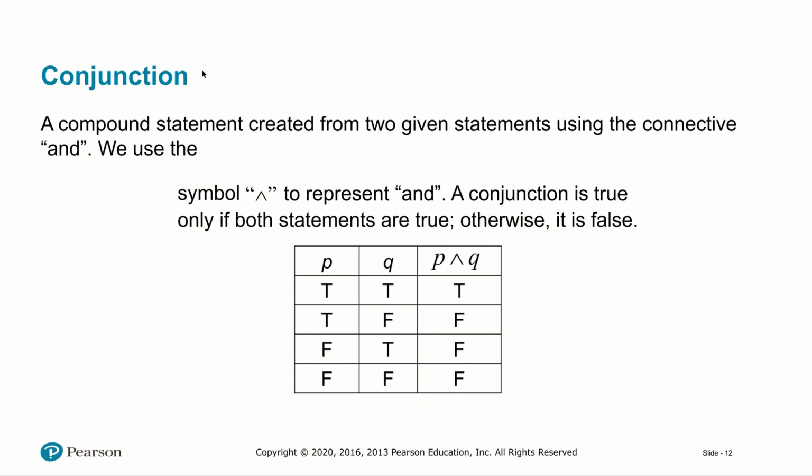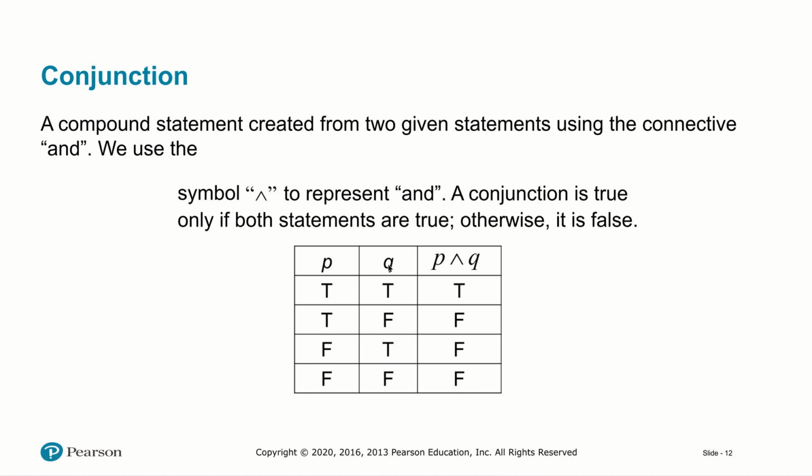A conjunction is basically an AND statement. Any compound statement created from two given statements using the connective AND is called a conjunction. We use the symbol of the upper caret to represent AND. A conjunction is true only if both statements are true. Otherwise, it's false. In other words, we make our truth tables in the following way.